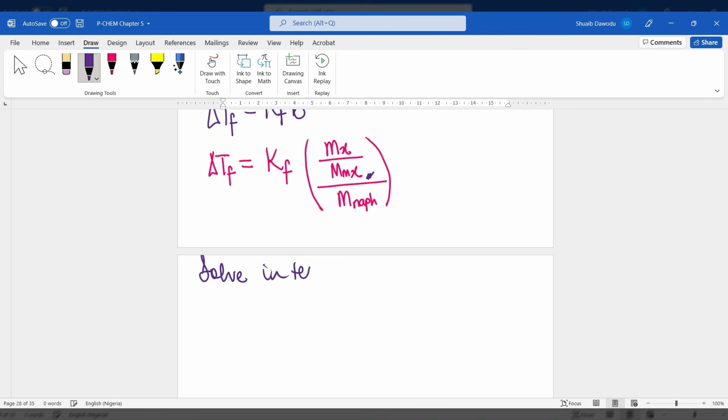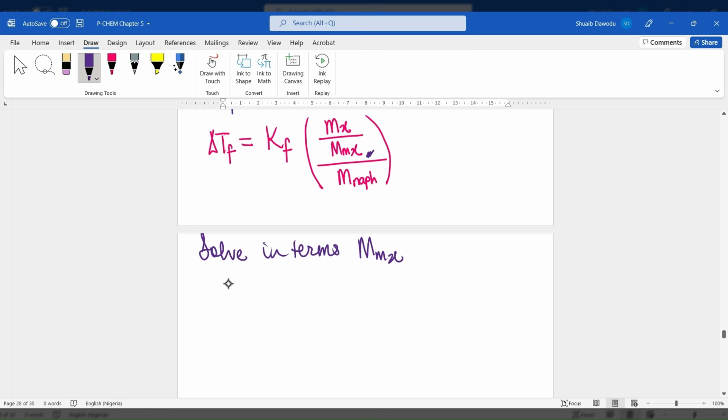Solve in terms of molar mass sub X. So I'm going to rewrite this equation in that way. Now we're going to be doing the calculation in algebra. So we have ΔT sub F is equal to K sub F multiplied by M sub X divided by MM sub X, divided by M sub naphthalene.